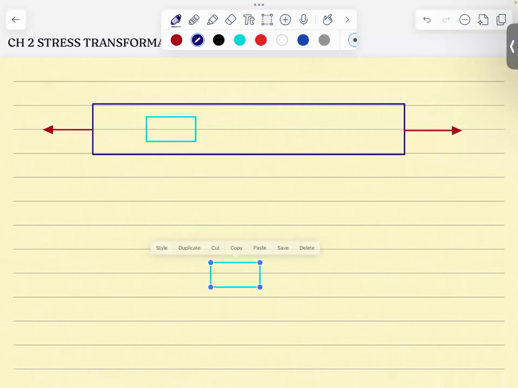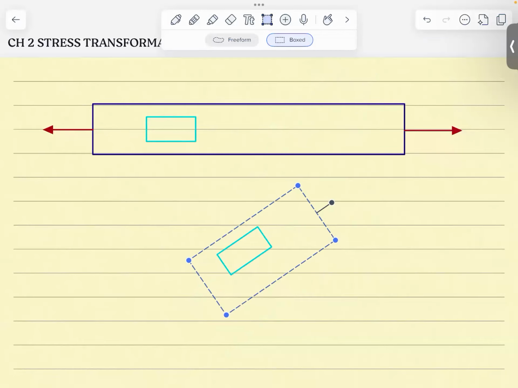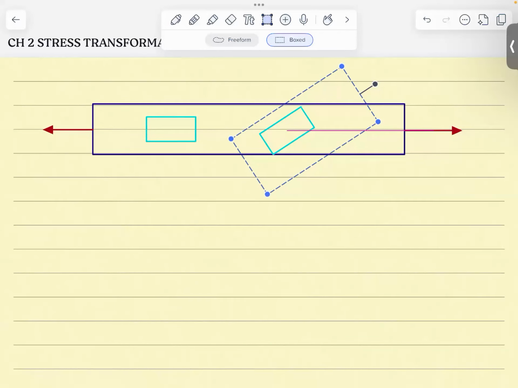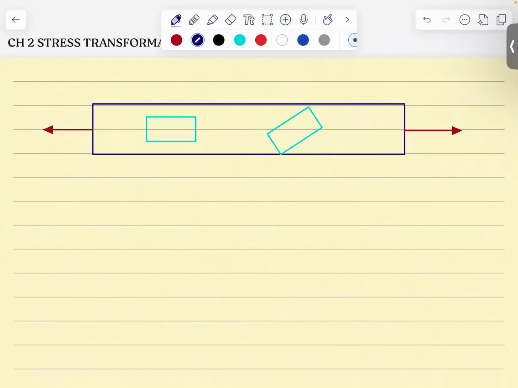Now, what I will do? It's the same portion, but now I am cutting it at a different angle. Can you tell me what is the state of stress for this? Anyone? Is it going to be the same or is it different? No one? Any random guesses? Is it the same stress or is it a different stress?